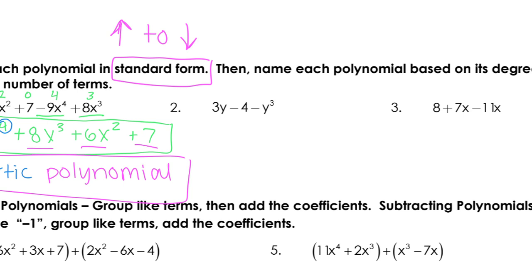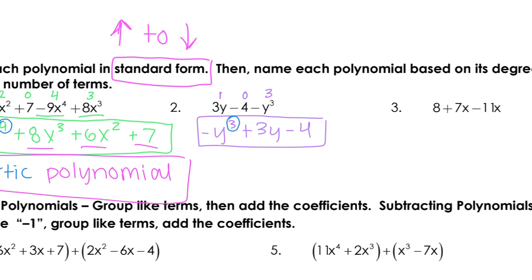Looking at number 2 here, 3y has a degree of 1, negative 4 has a degree of 0, and then negative y cubed has a degree of 3. Putting that in order from biggest to smallest would be negative y cubed plus 3y minus 4. There's my answer in standard form. So basically for standard form, we're just rearranging the polynomial and then again, naming it based off of its degree.